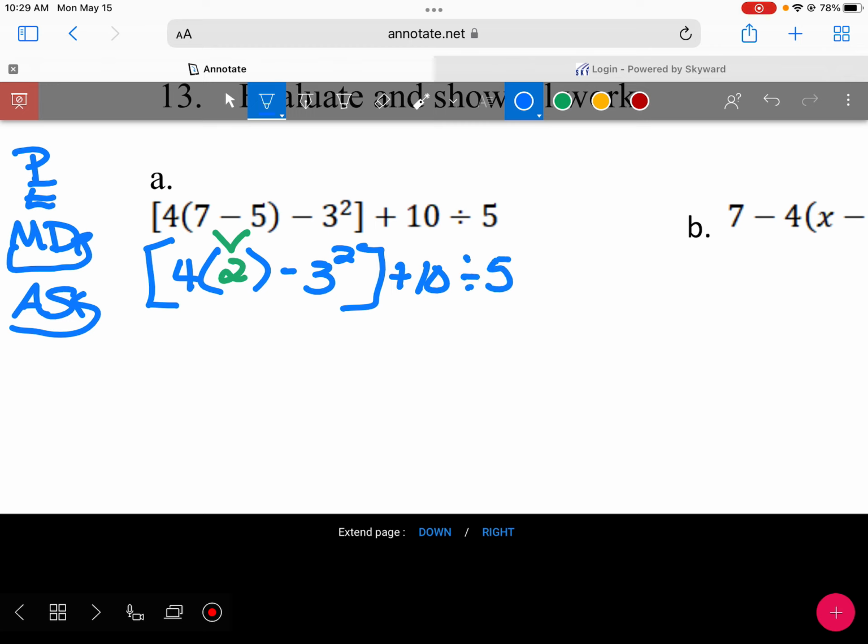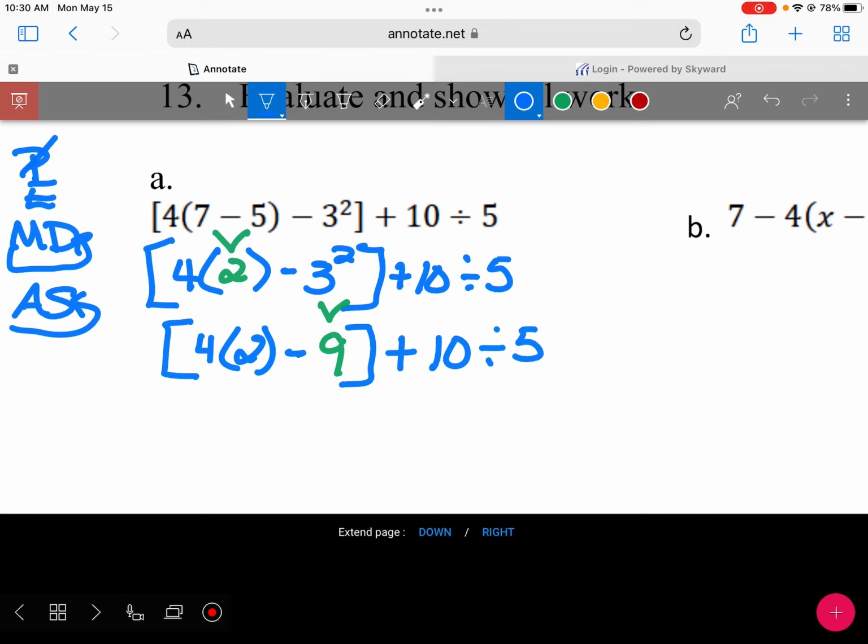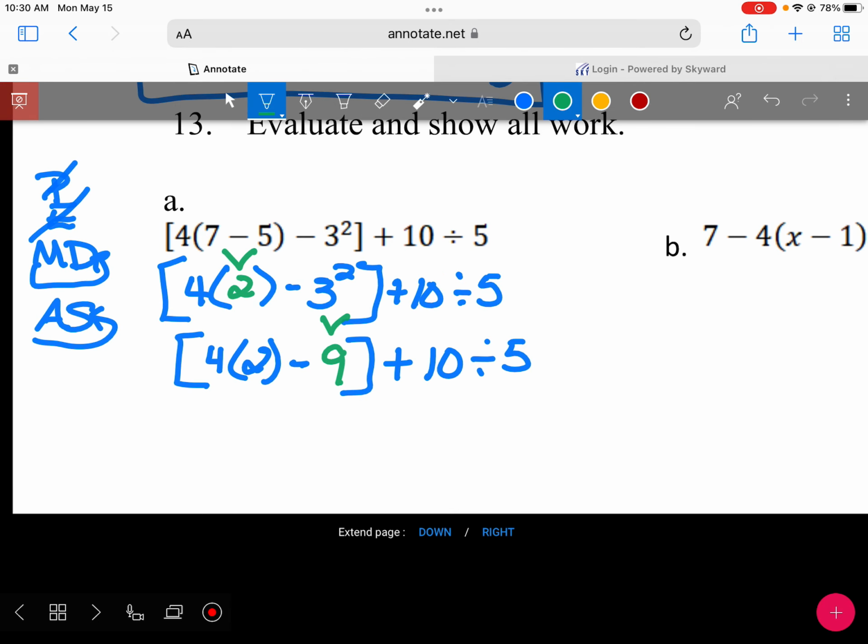Okay, I don't have any more things to do inside parentheses. Do I have an exponent? Yes. 3 squared is 9. Leave everything else like it is. Okay, so I'm done with my parentheses. I'm done with my exponents. Multiplication and division, left to right. So I have a 4 times 2 is 8.